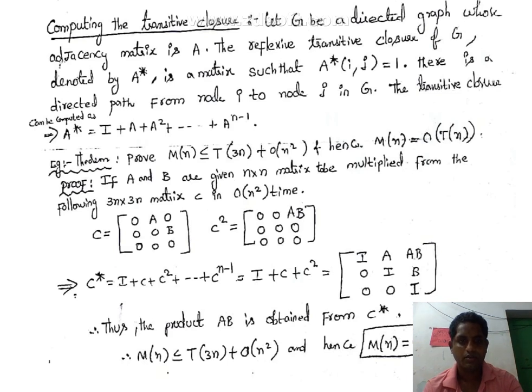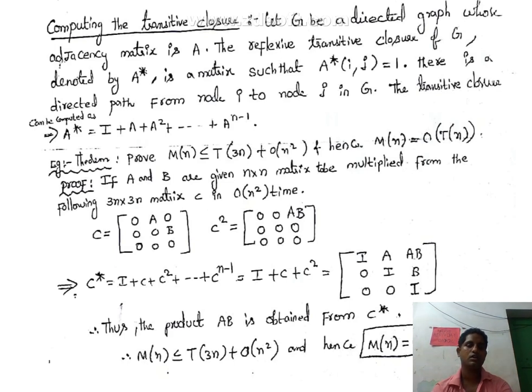So, theorem. Prove M(n) less than or equal to T(3n) plus big O of n squared, hence M(n) equals big O of T(n). See, if A and B are given n by n matrices, they are multiplied from the following 3n by 3n matrix in big O of n squared time, that is C equals [0 A 0; 0 0 B; 0 0 0]. C squared equals [0 0 AB; 0 0 0; 0 0 0].